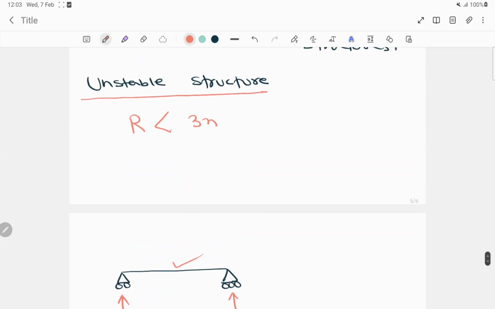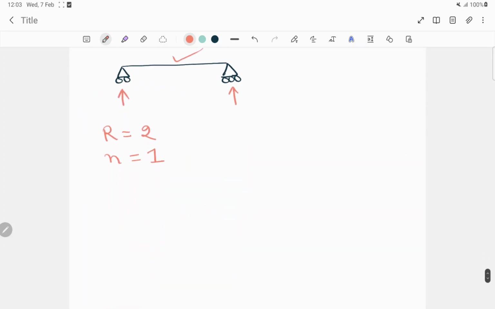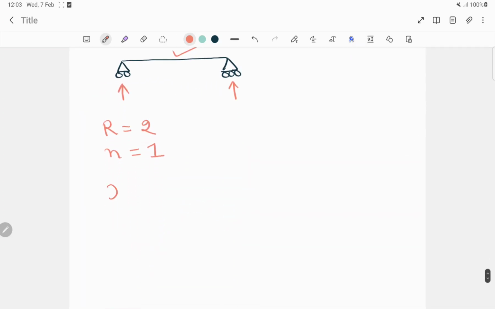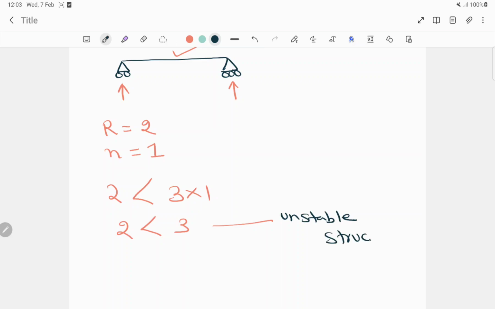So what was the condition? R should be less than 3n. So we know the value for R is 2, and it is less than 3 into n, which is 3 into 1. 2 is less than 3. So those types of structures come under unstable structure.